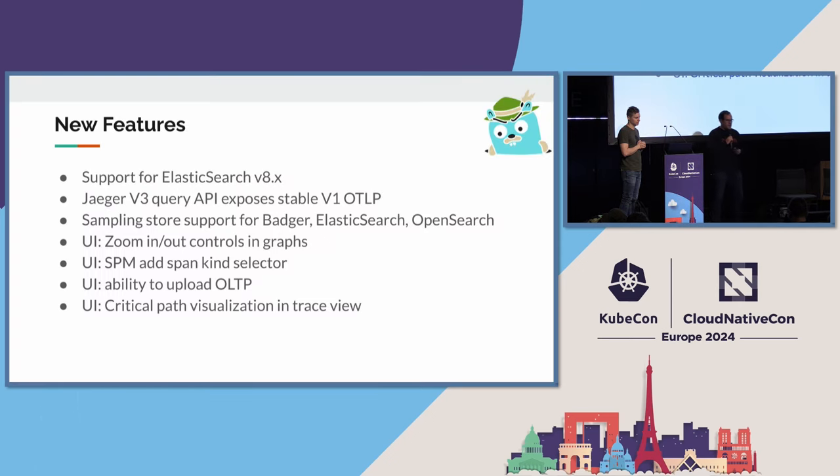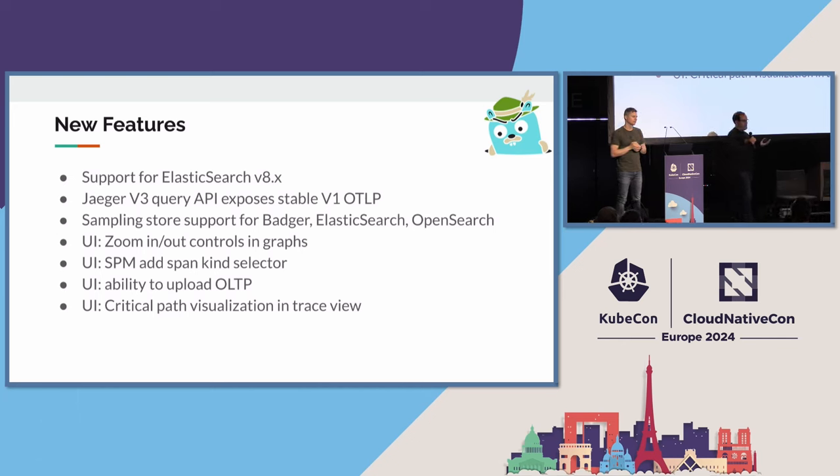So a few new things, and I've had folks come to the booth this morning and ask. We now officially support Elasticsearch V8, so that was something that was missing for some time. That's new. We've already kind of talked about Jaeger V3, but some additional capabilities. We also support OpenSearch and Badger. These are sort of new and updated versions of the backends.